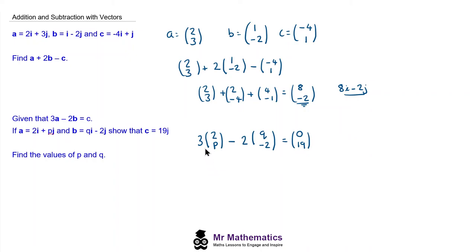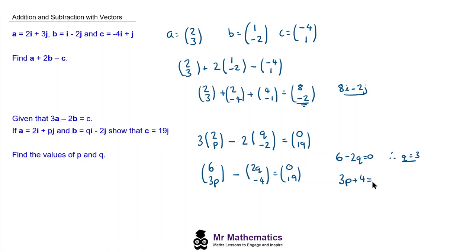So now we can expand these out. 3 lots of 2 will give us 6, and then we'll have 3p, minus 2 lots of q, and then 2 lots of negative 2, which is negative 4, is equal to 0 and 19. So now we know that 6 minus the 2q will equal 0. 6 minus 6 will be 0, so therefore q must be equal to 3. Similarly, 3p minus the negative 4 becomes 3p plus 4 to make 19. So 3p will equal 15, so therefore p will equal 5.